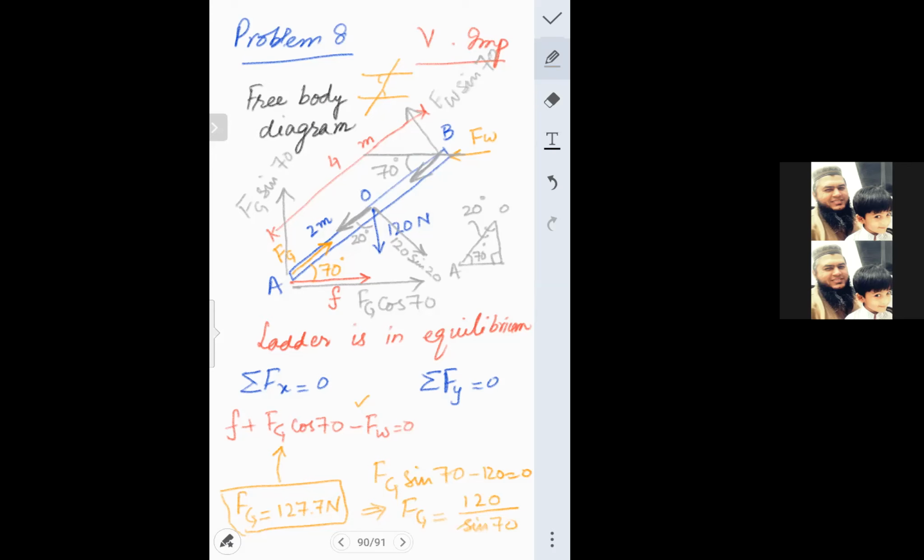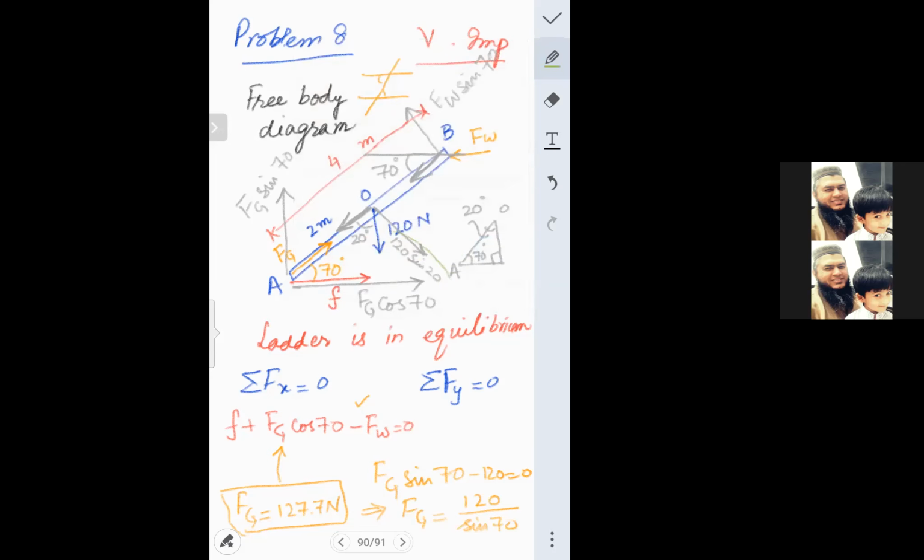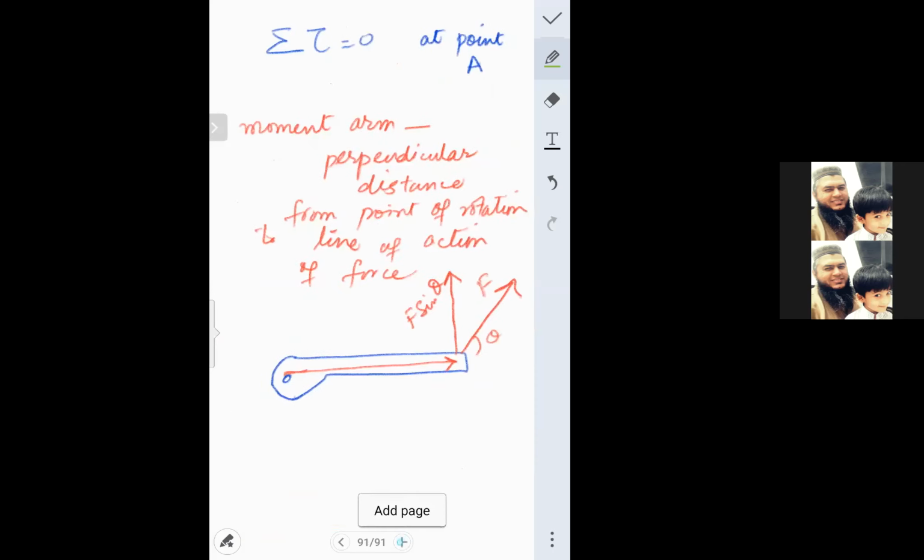So 120 sine of 20, which is this force, and Fw sine of 70, which is this force, are responsible for producing torque at point A. Now 120 sine of 20 is producing a clockwise torque at A, and Fw sine of 70 is producing a counterclockwise torque. So normally we take counterclockwise torque as positive and clockwise torque as negative. So sum of all the torques at point A is 0.